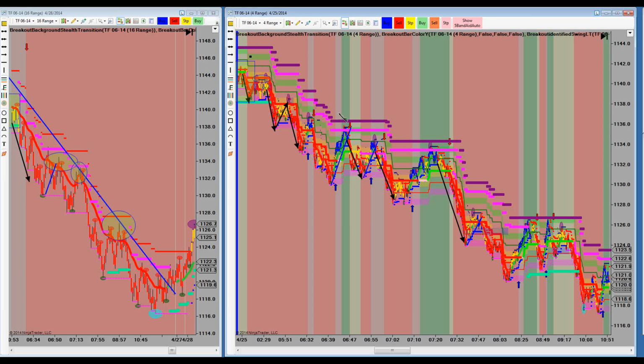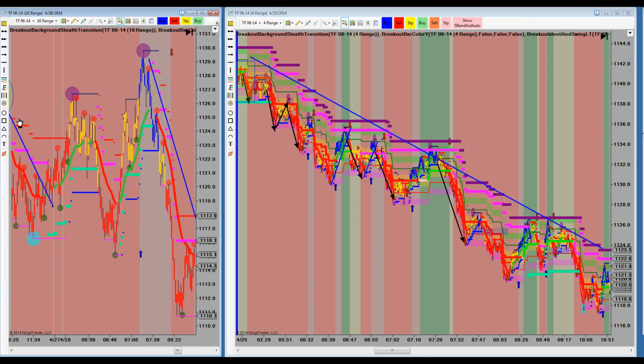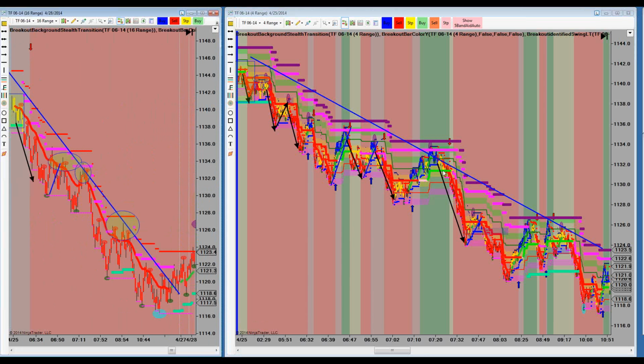I would submit to you, for whatever instrument you like to trade, if you can, try to pull up a 16 range chart as you're trading it live and watch what it's telling you. And then take what you've gleaned from this on the left here in terms of trend direction, support levels and resistance, whether it's going sideways, whatever your interpretation is, and apply that to your 4-range chart.